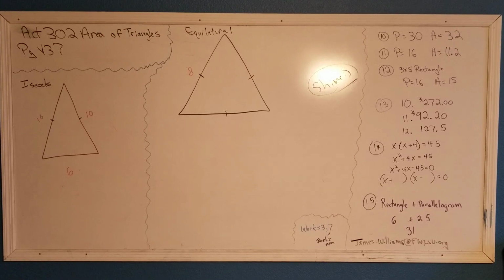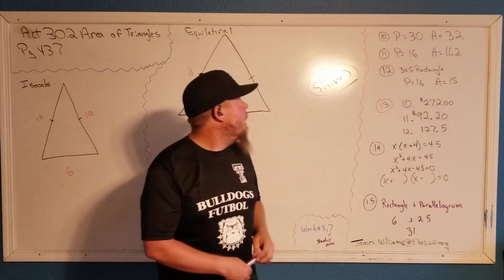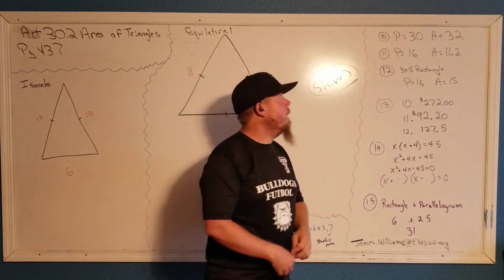We're moving on to activity 30.2. Before we do that, we're going to run through numbers 10 through 15 from 30.1 real quick, just to make sure you're on the right track, okay? Most of these are pretty straightforward, so I'm just going to kind of give you the answers.